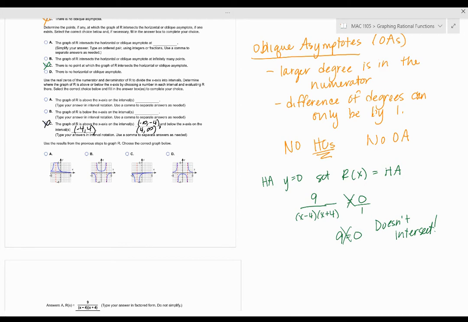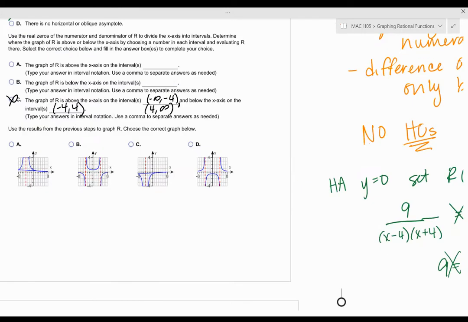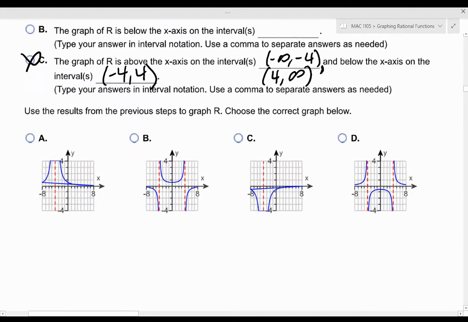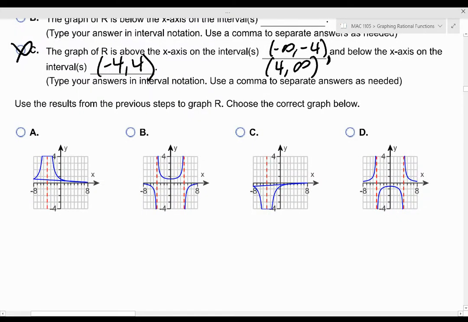Use the results from the previous steps of R to choose the correct graph. First, let's look at the main things. We already know that we have two vertical asymptotes. Let me make these bigger for you. So automatically, C is out, and so is A, because they only have one vertical asymptote. Both B and D look like they have the vertical asymptotes in the same spot.